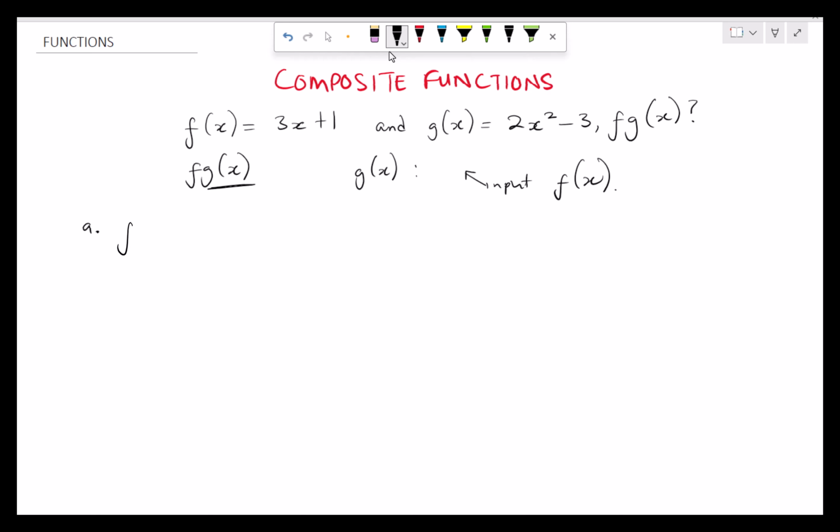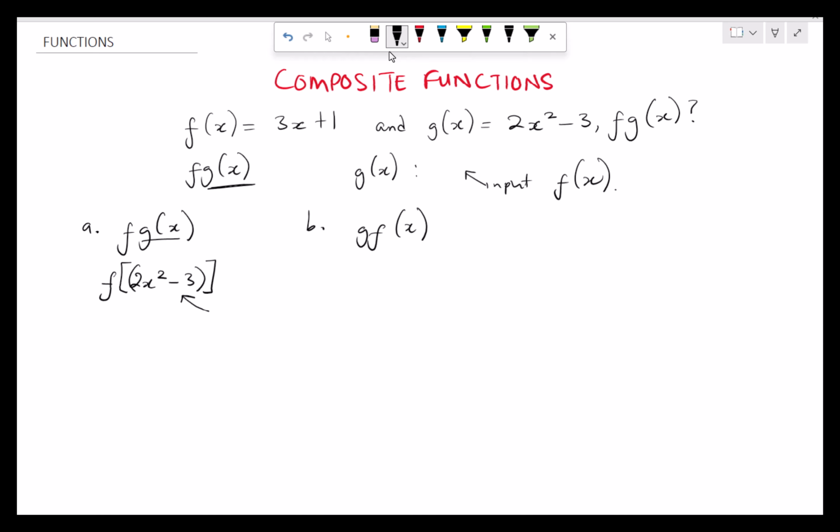We have f g of x, and then part B, we have g f of x. So we're going to start with part A, whereby we're going to look for g of x first. So we are given 2x squared minus 3. This is g of x. And then we're asked to find f g of x, like this. So now we come to our function f, and wherever we have x, we're going to replace it with everything that is in this bracket.